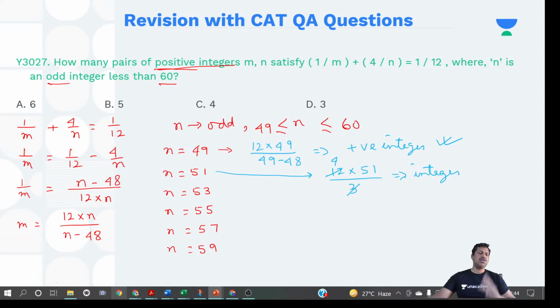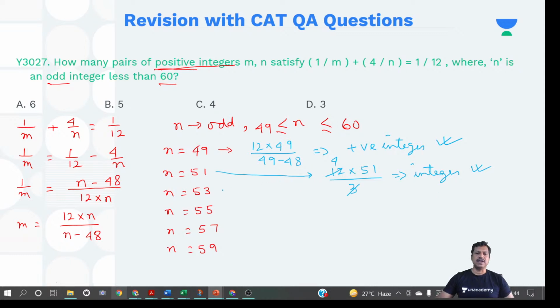Fine. So see, I need not get the value, right? Because I have already taken n. n has to be between 49 and 60, that means then only it will be positive. So I just need to check whether it is exactly divisible or not, whether it is an integer. So this is the integer. So I have got a solution.